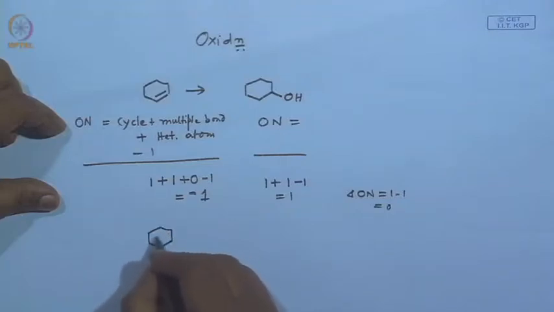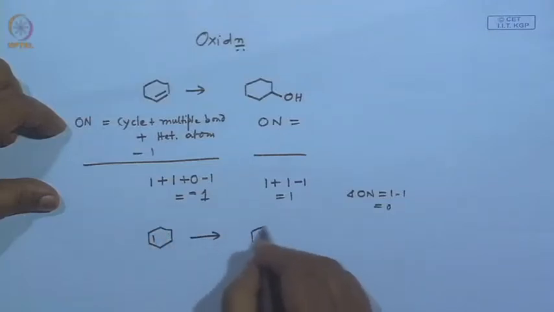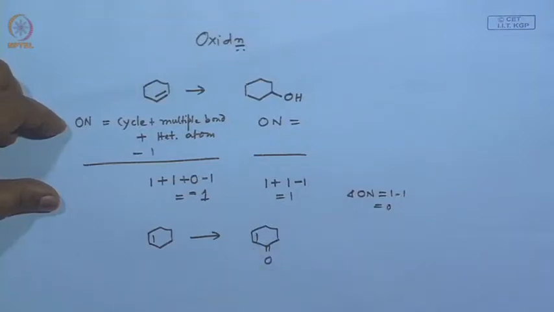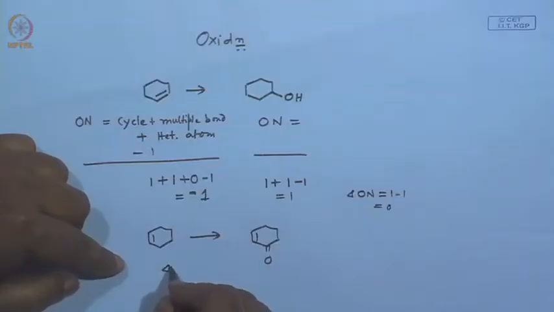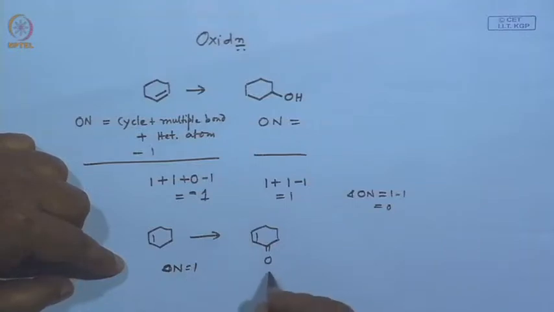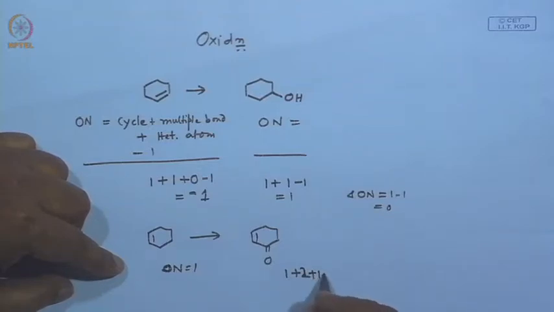For example, let us say you have cyclohexene and you want to go from cyclohexene to cyclohexenone. So, what is the level of oxidation? How many electron oxidations are required? For cyclohexene the oxidation number is 1, and for cyclohexenone, what is the oxidation number? 1 cycle, 2 double bonds, plus 1 heteroatom, minus 1.